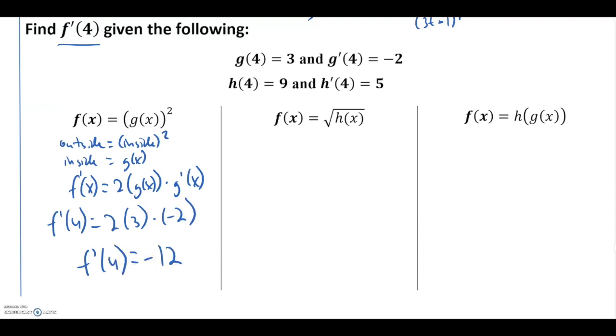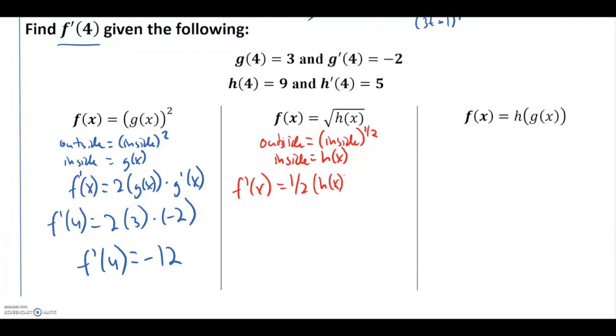Moving on to the second problem, f of x equals square root of h of x. Again, that square root of lets us know we are dealing with an outside that is a square root, or a 1/2 power for the inside function, and the inside in this case is h of x. F prime of x equals derivative of the outside, or 1/2 h of x to the negative 1/2 times the derivative of the inside, h prime of x.